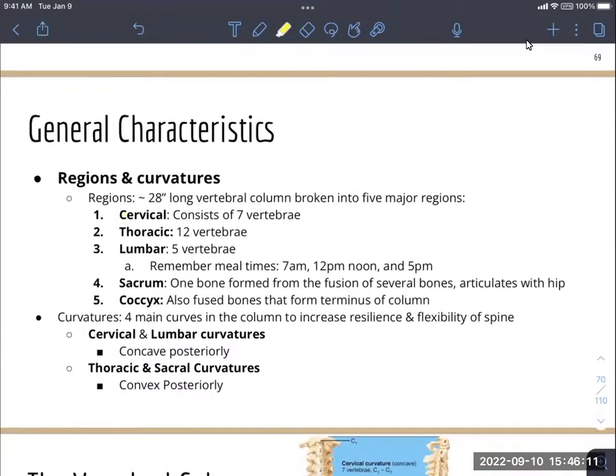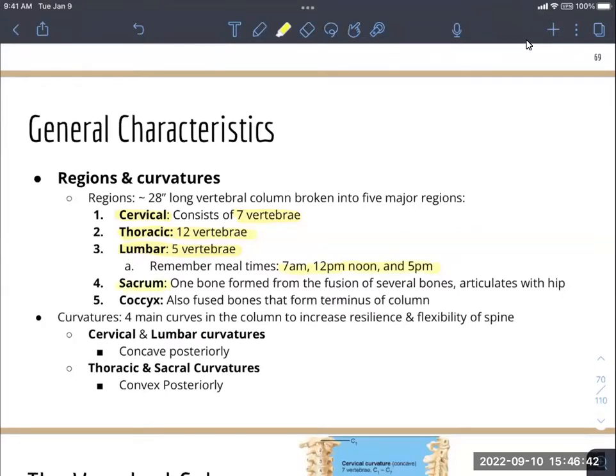So we have our cervical vertebrae, which match the cervical region if we remember learning the different regions of the spine. We have our cervical, which are 7 vertebrae long. Thoracic is 12. And then we have 5 lumbar vertebrae. A suggestion from your book talks about 7 a.m., 12 p.m. noon, and 5 p.m. meal times to remember how many vertebrae are in each section.